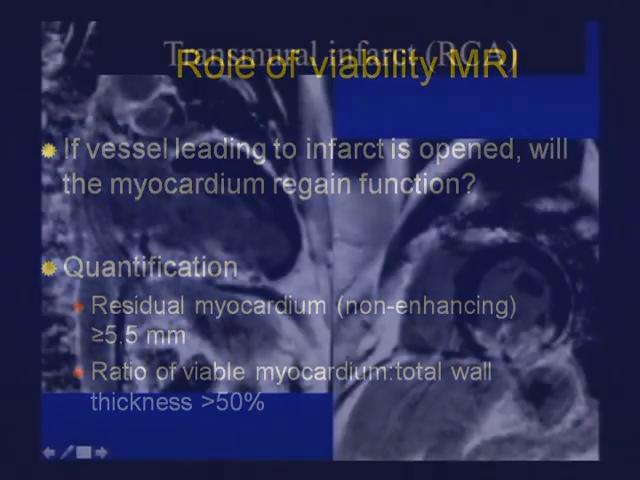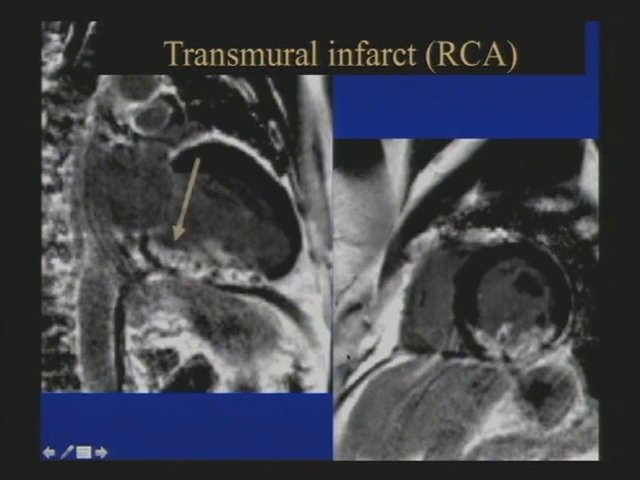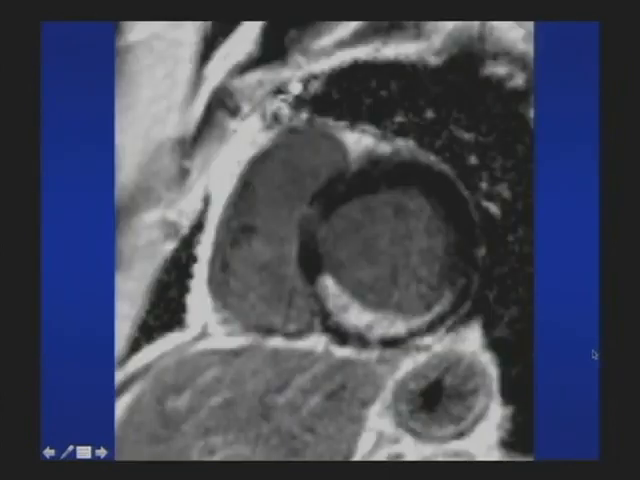distribution. Here's an example of an RCA infarct. The entire inferior wall is transmurally enhancing. That's all scar tissue. If you open up that occluded RCA, this patient's not going to have any benefit from that. They're not going to regain any significant function. Here's an example of another RCA infarct with a bit of normal myocardium. There's a bit of normal black myocardium, but it's not 50% of the entire thickness.